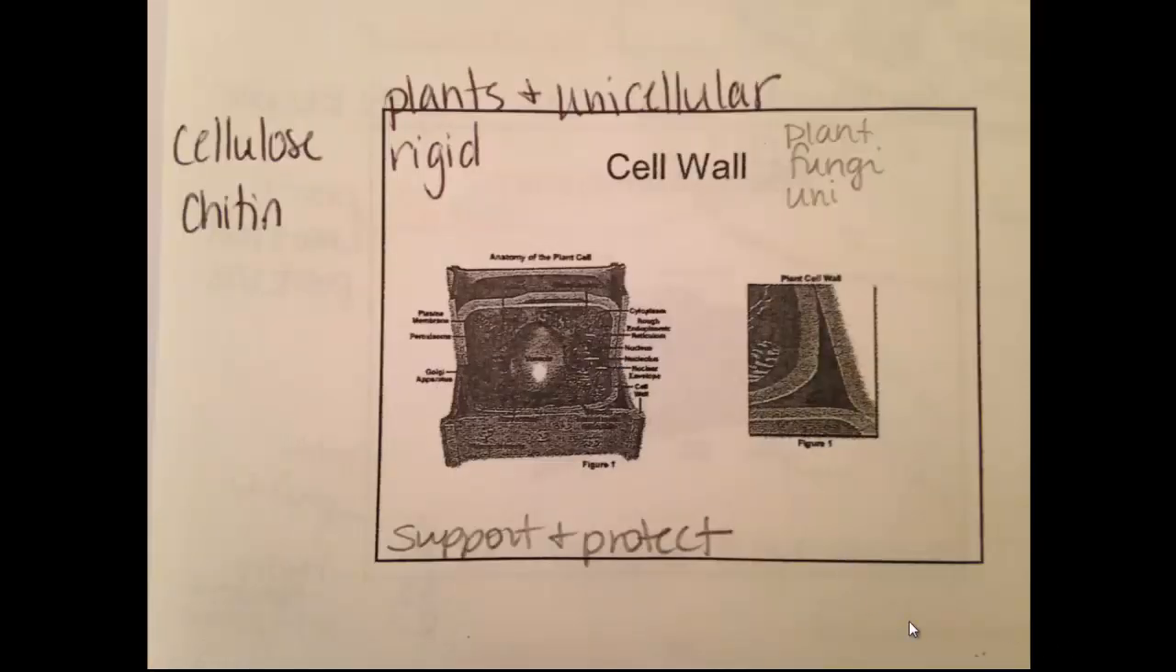The cell wall is only in plants and unicellular organisms, and it is very rigid. In plants, it is made up of cellulose. In fungi, it is made up of chitin. It is usually for supporting and protecting. It gives a hard barrier, which is why a plant cell looks like a square, boxy shape, and animal cells look very round and fluid because they do not have the cell wall. Again, mostly used for protection.